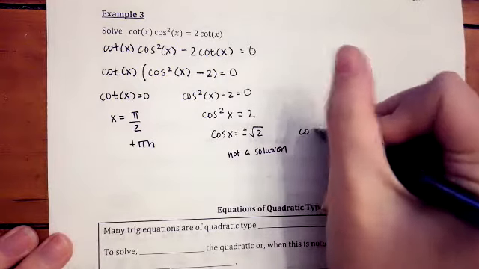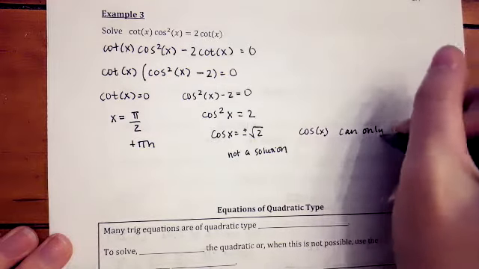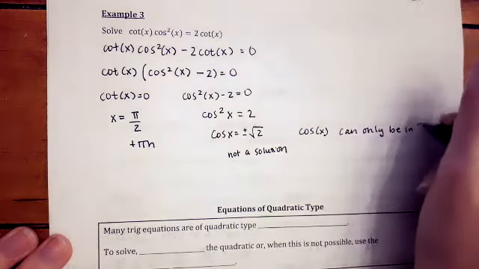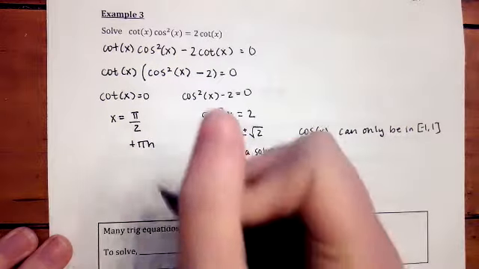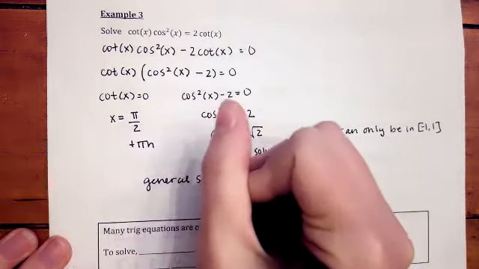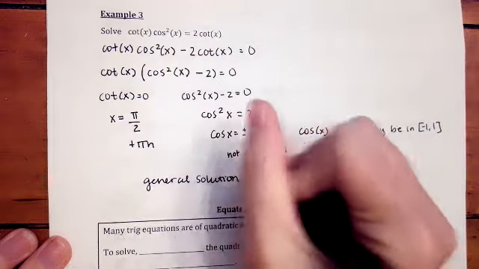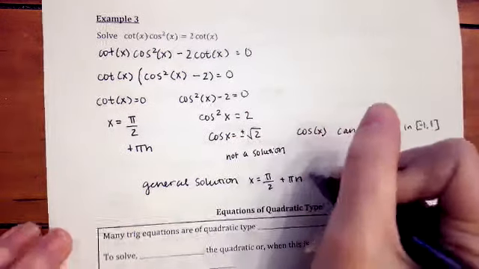Because remember that cosine can only be in -1 to 1. Okay, so our only solution is the general solution that x is equal to pi over 2 plus pi n.